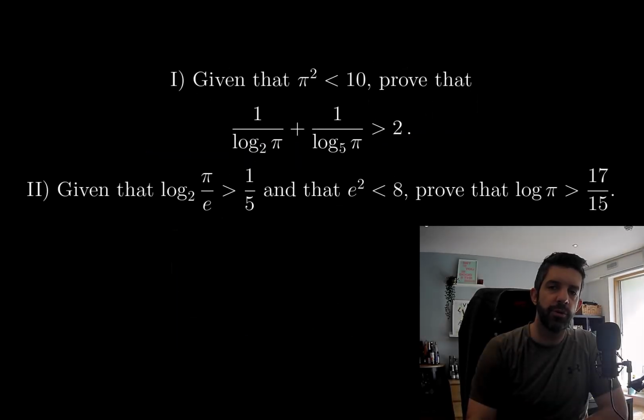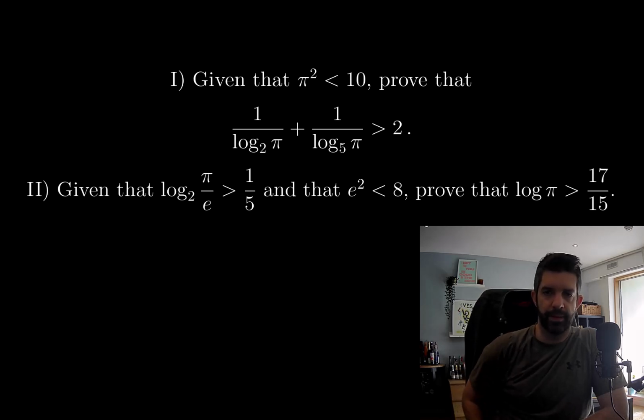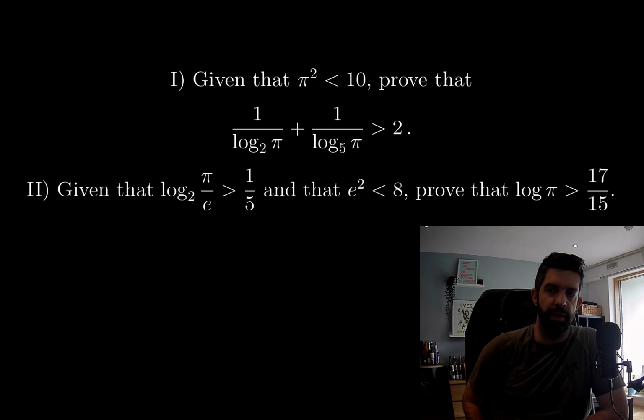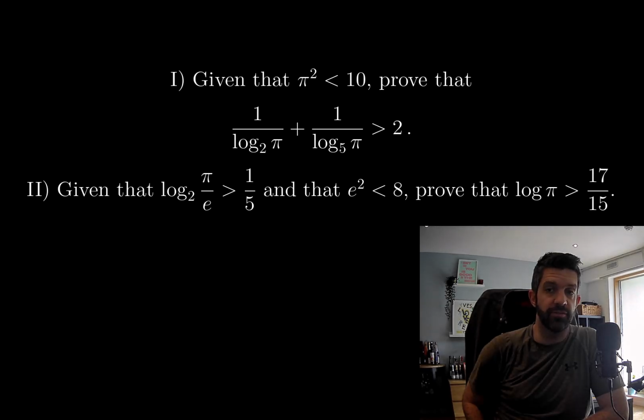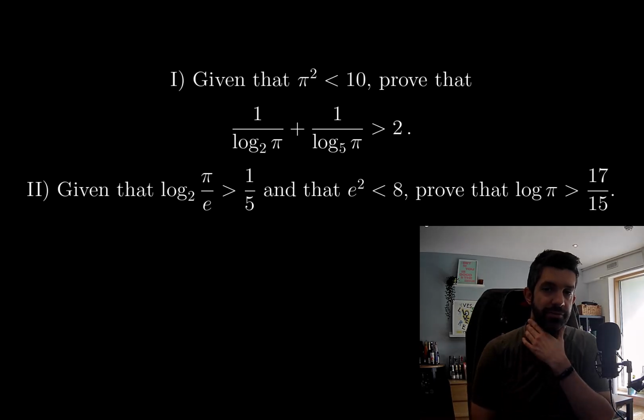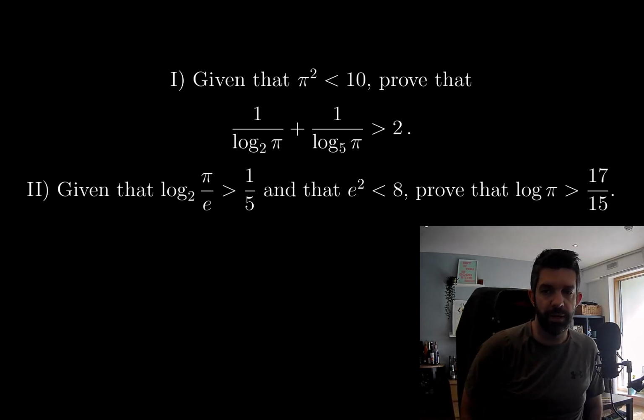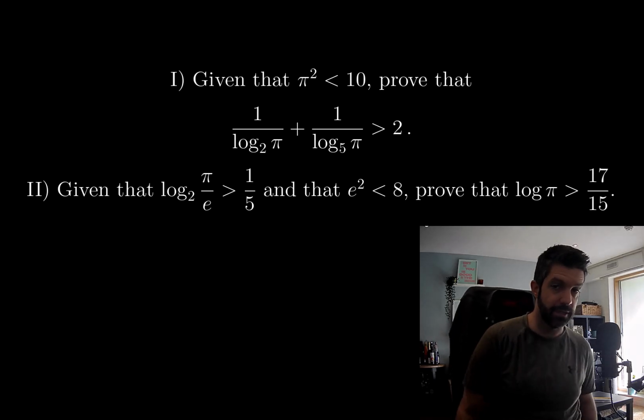Today's problem was submitted by a viewer, and it comes from the STEP examination. It says, given that pi squared is less than 10, well, it is, prove that 1 over log base 2 of pi plus 1 over log base 5 of pi is greater than 2. And it looks like there's a second question, perhaps. It says, given that log base 2 of pi over e is greater than a fifth, and that e squared is less than 8, prove that the natural log of pi is greater than 17 over 15.